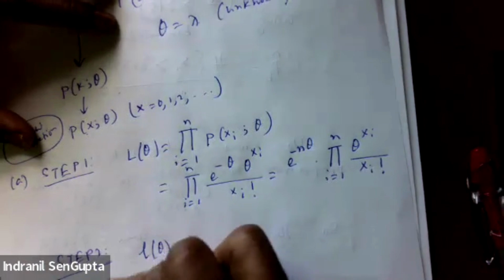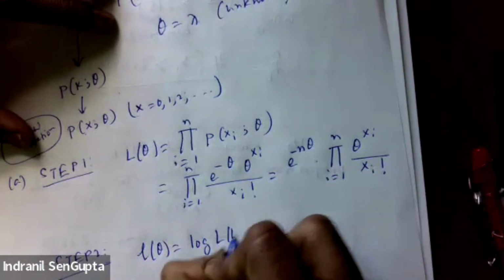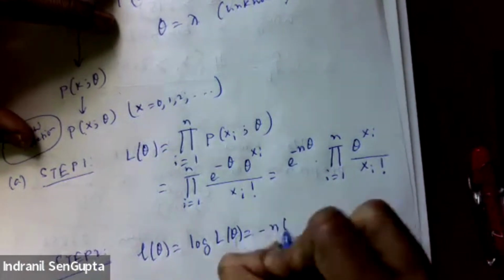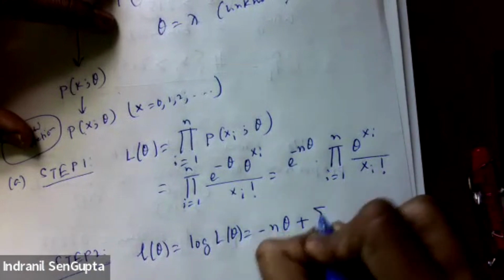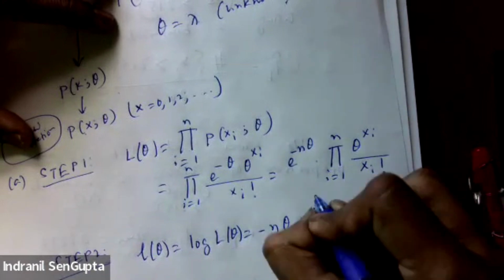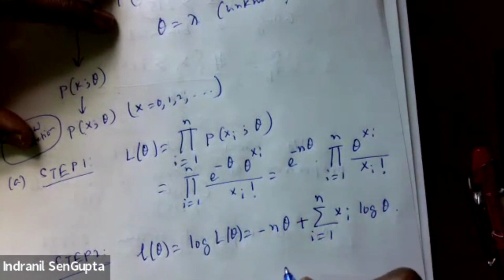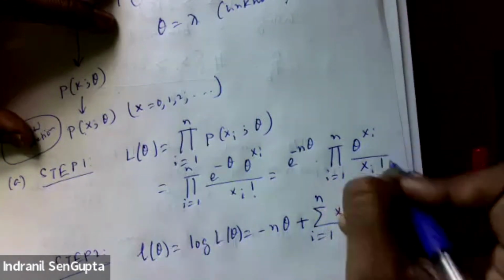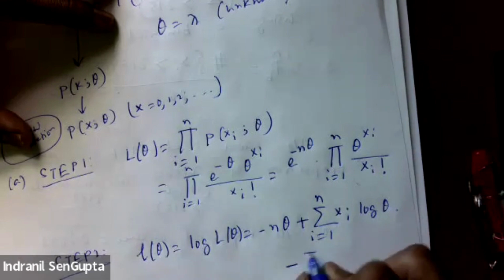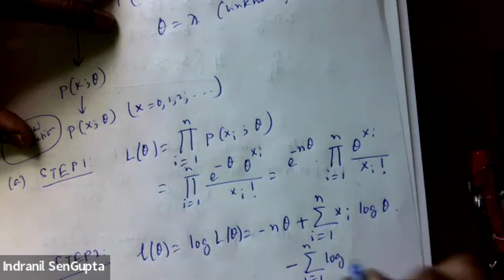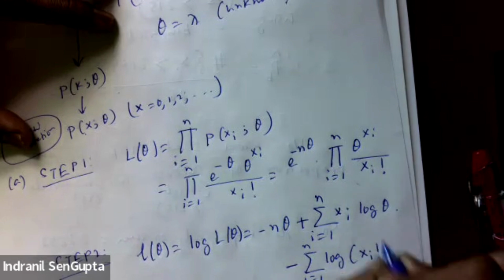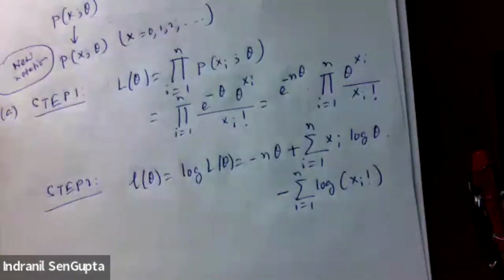So the log likelihood function is log of L of theta, which is minus n theta plus the summation over i from 1 to n of x i log of theta. And then this term is minus the summation over i from 1 to n of log of x i factorial, whatever that is.